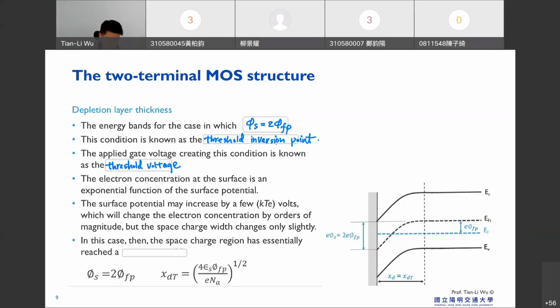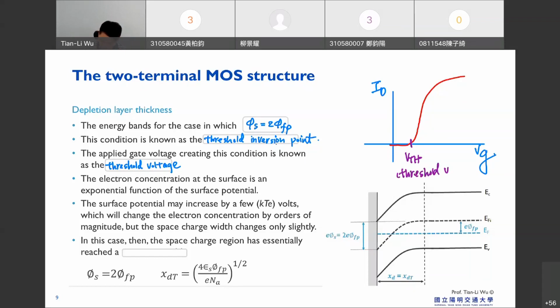If you still remember, previously we mentioned that in the case of the MOSFET, we have I_D versus V_G here. Once we apply a large enough voltage, the current starts to increase. Usually we define this as V_TH, which is what we call the threshold voltage. So the threshold voltage is a very important parameter for the MOSFET transistor, because it determines how much voltage is enough to start to turn on our channel.